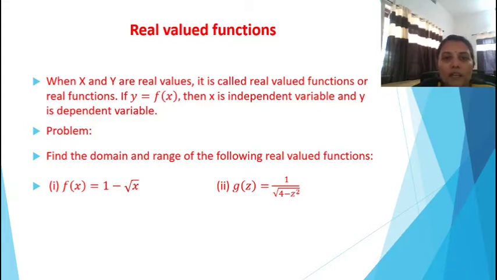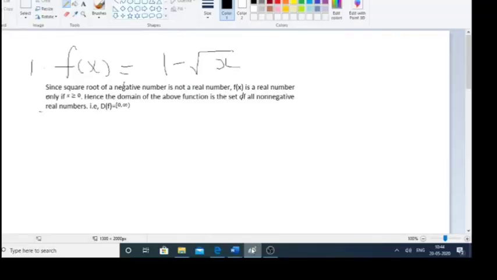So you have a problem. Find the domain and range of the following real valued functions. F of x equal to 1 minus root of x. Second problem, g of z equal to 1 by square root of 4 minus z square. In the first function, f of x equal to 1 minus root x. Domain means finding all possible x values. Range means all possible y values. So here our function is 1 minus root x.